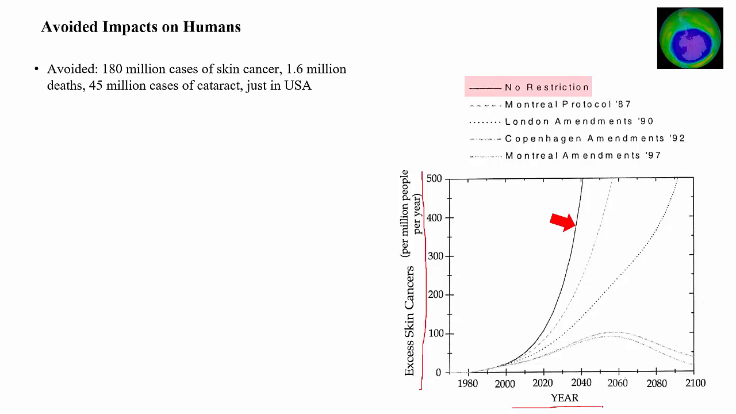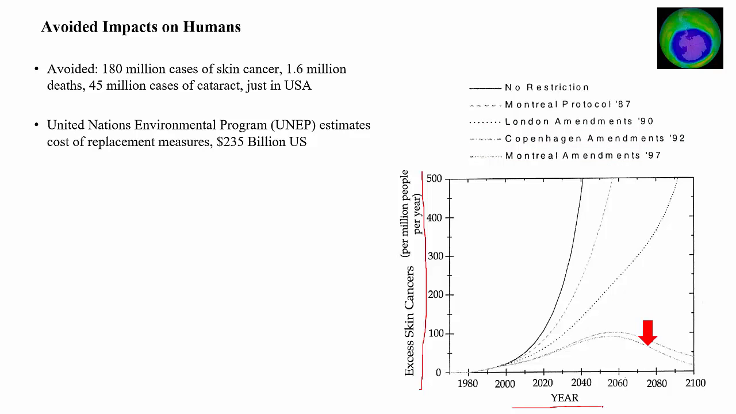And the first curve here is no restriction if we had taken no action, and you can see the number of skin cancers skyrocketing. The next curve is the Montreal Protocol, the first agreement to limit CFC production, and then the subsequent amendments that took stronger action, the London Amendments, the Copenhagen Amendments, and the Montreal Amendments.